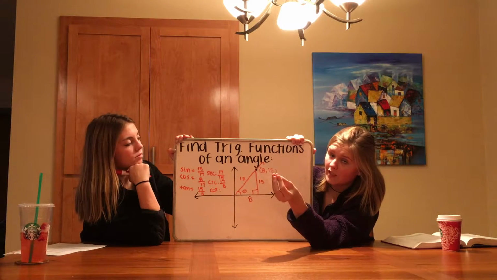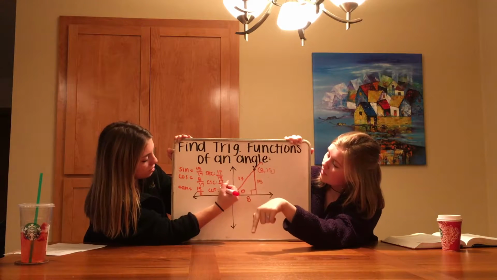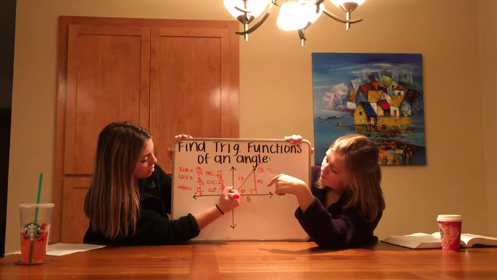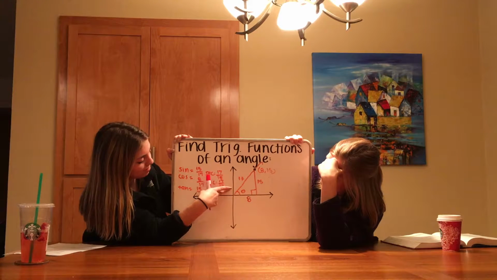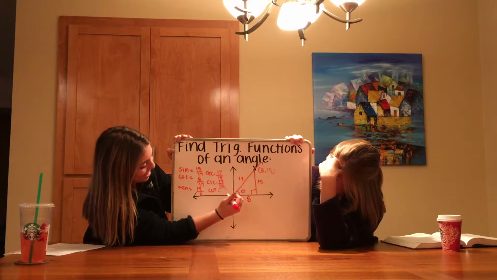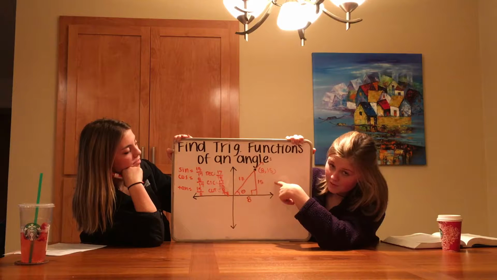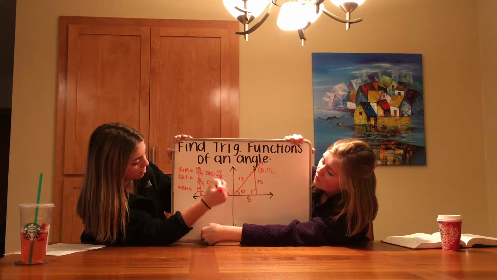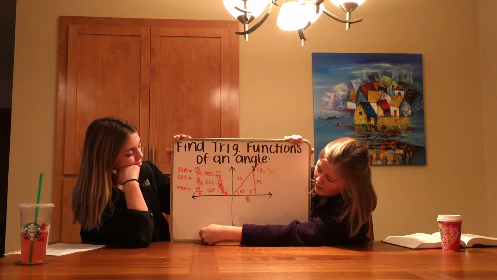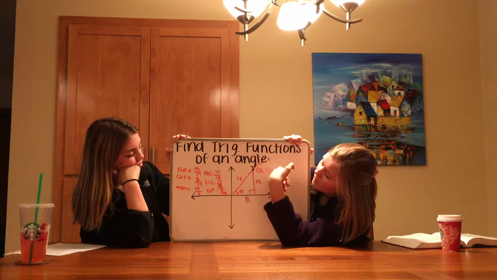Now it's time for cotangent. Same thing, it's just the reciprocal of tangent. So it's going to be adjacent, which is 8, over opposite. Remember how tangent was opposite over adjacent? Cotangent is just exactly the opposite. It's the reciprocal, and it's just adjacent over opposite.